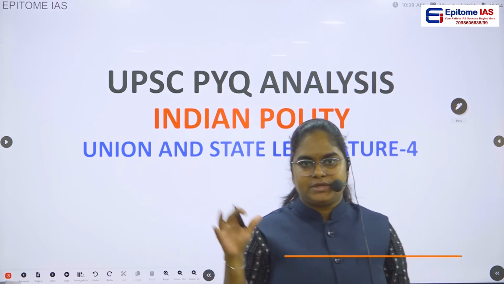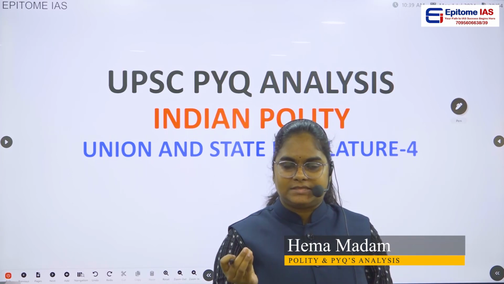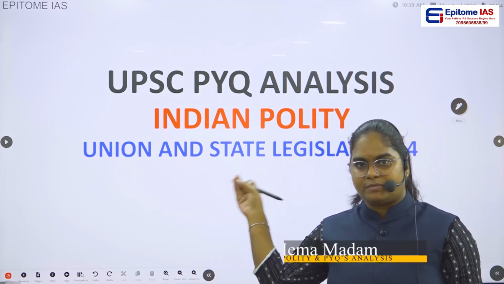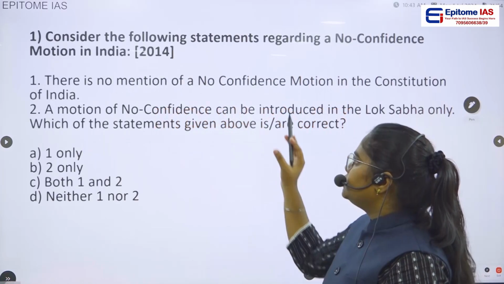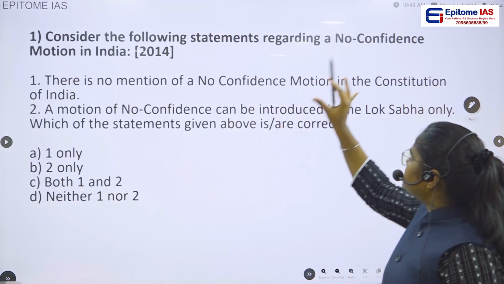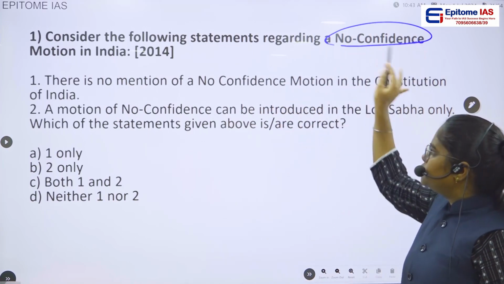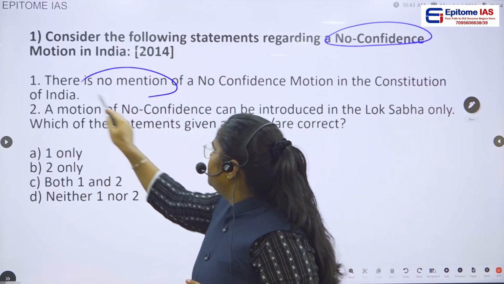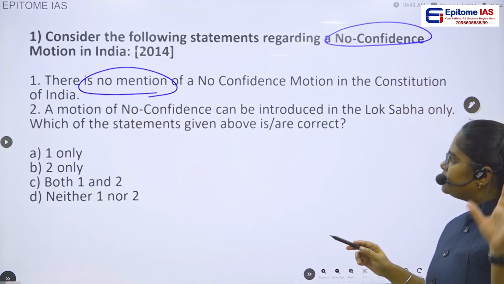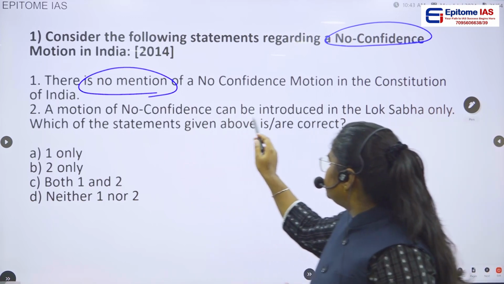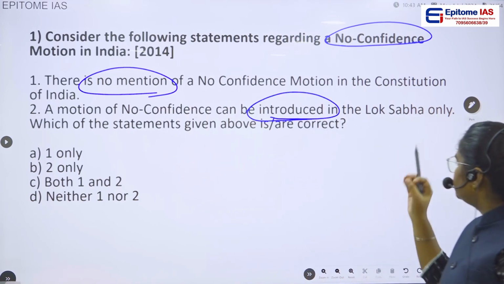So we are doing the UPSC PYQ analysis and today's topic would be Union and State Legislature from the Indian Polity. So if you see here, the first question is, consider the following statements regarding a no confidence motion in India. Statement 1, there is no mention of no confidence motion in the Constitution of India. Statement 2, a motion of no confidence can be introduced in the Lok Sabha only.